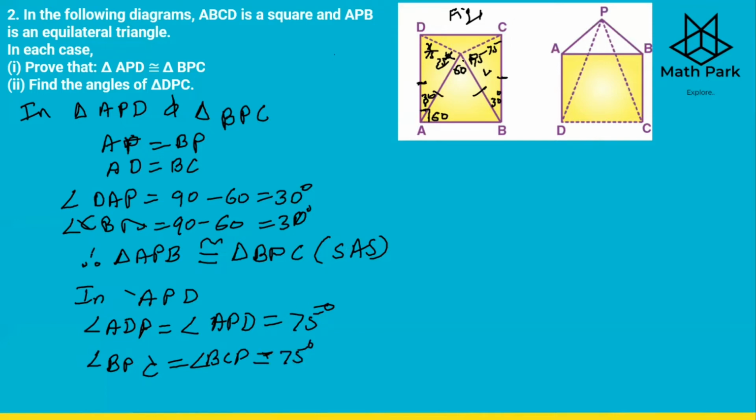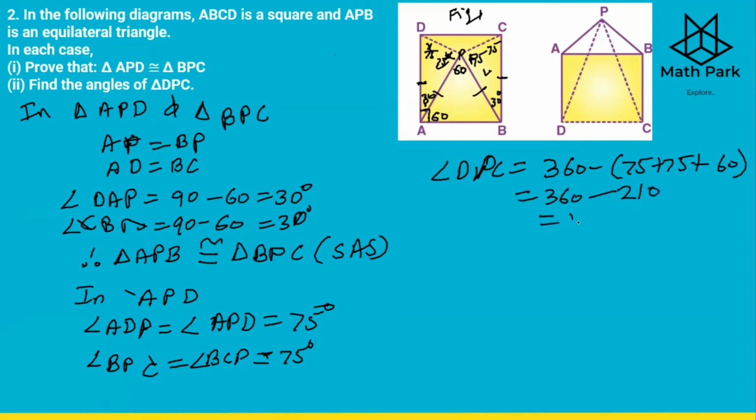Now this is going to be a complete angle. So therefore you get angle DPC. This is your P. Angle DPC is equal to 360 minus, we add all of these angles, that is 75 plus 75 plus 60, which is equal to 210. So 360 minus 210 is 150 degrees. So you got this angle as 150 degrees.